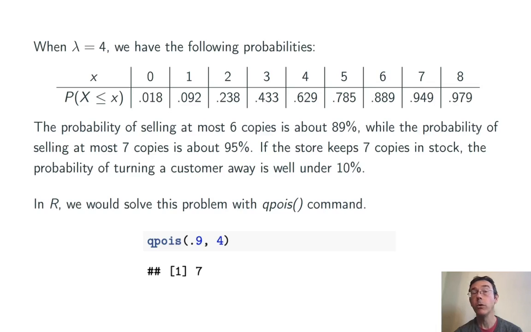By the way, if we were using R to solve this problem, we would use the qpois command, qpois(0.9, 4). So I'm putting in the cumulative probability and the parameter lambda. Again, here we get the value of 7.